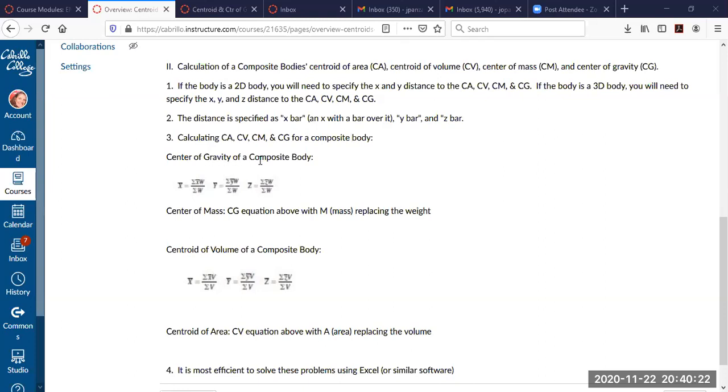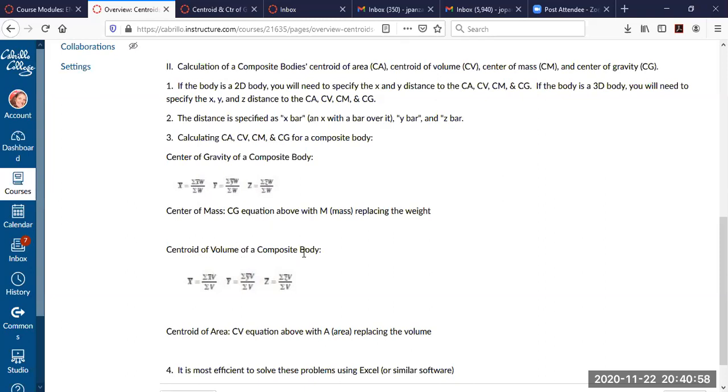So the center of gravity of a composite body for X bar would be the sum of the X bar times the weight for each individual body, divided by the sum of the weight of all the bodies. Y bar, the sum of the Y bar times the weight for each of the individual bodies summed up, divided by the total weight, and then it's the same for Z. So if we're actually trying to calculate center of mass instead of center of gravity, then we would use the mass here instead of the weight in the equation.